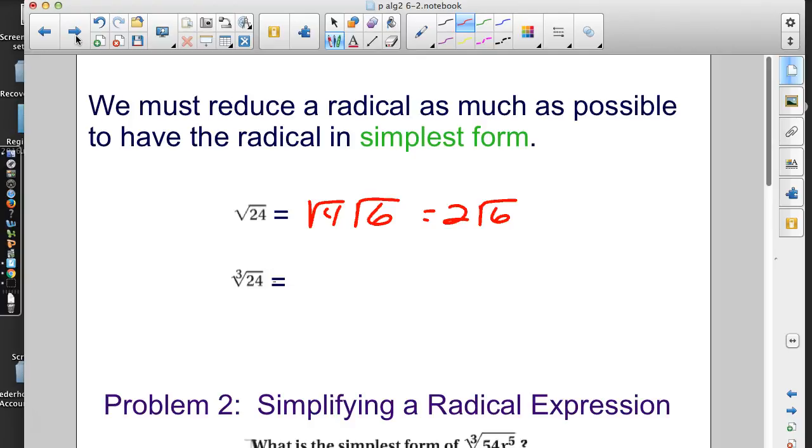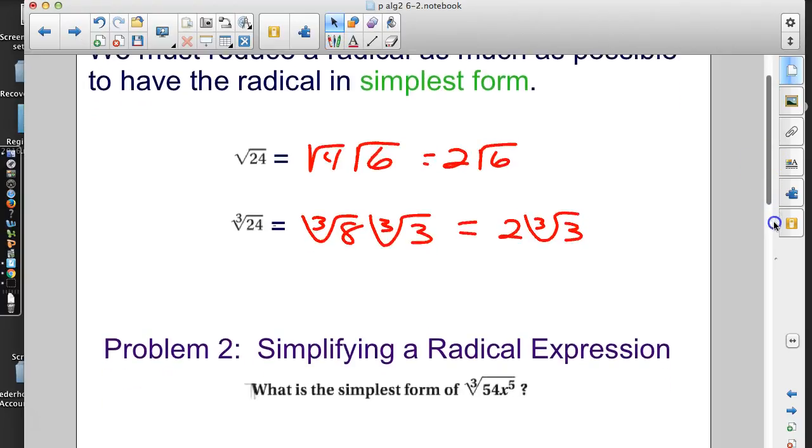Power chart handy. Do we have any perfect cubes that would go into this? What is it? 8. Cube root of 8 times what gives you 24? 3. Well, the cube root of 8 is 2. Got any more perfect cubes that'll divide nicely into 3? Other than 1, because 1 doesn't do anything for us. We're done. We took out that perfect cube that we could take out of this. And that's the simplest form.